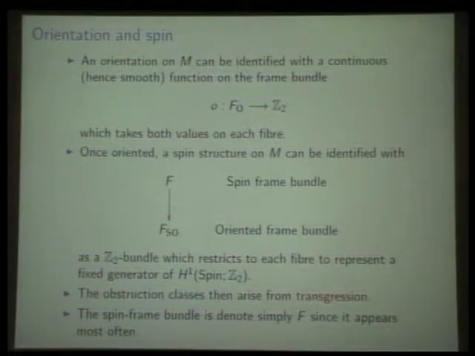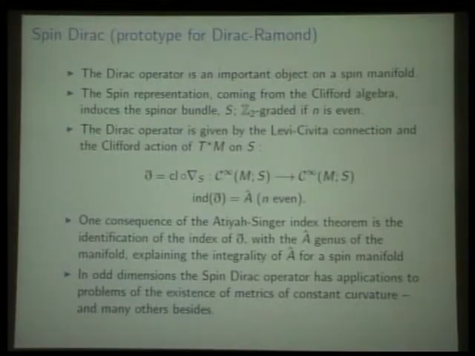So you can think of the orientation as trying to find an O, and the spin structure is trying to find this Z2 bundle with some properties. Now let me just remind you of the consequences of having a spin structure, very standard. The main thing is the Dirac operator.